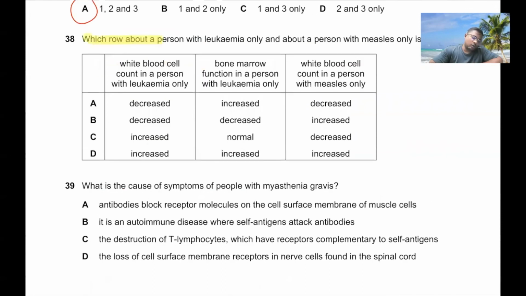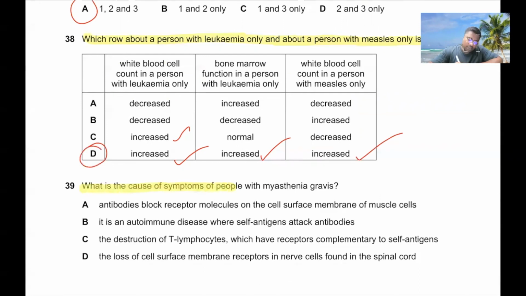38, which row about a person with leukemia only and about a person with measles only is correct? So leukemia only. White blood cells count in a person with leukemia increases. Bone marrow function in a person with leukemia only increases. White blood cells count in person with measles increases. So 38D is the correct answer.